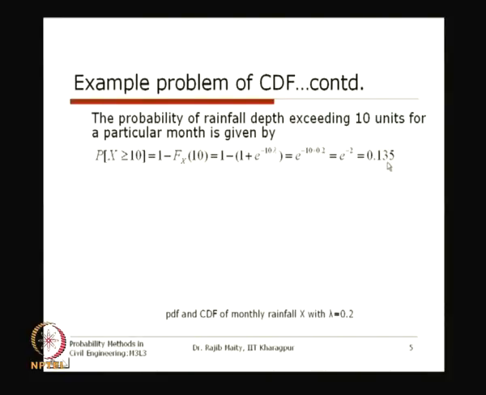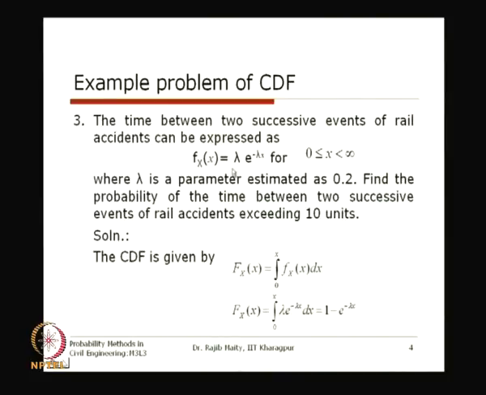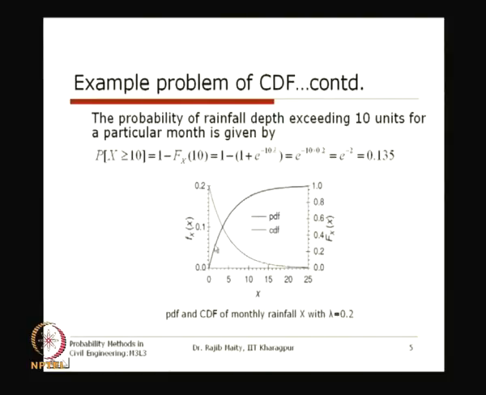Now, if we want to see how it is distributed, here the probability density function is shown and the cumulative distribution function is shown. If we want to see how it is varying over x, then this is the graph. You see here, at x equals 0, the value of the probability density function is 0.2 obviously, which is the value of lambda, and gradually as it goes to infinity, it is coming down and being asymptotic to the value 0.